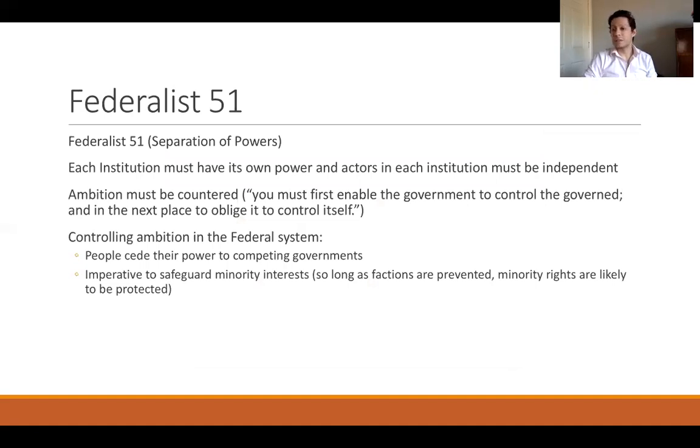Federalist 51, however, looks solely at the institutions at the national level. Again, there was great concern about amassing too much power at the national level. And what Federalist 51 argued was that if you divide the national government into three separate and competing branches that can check each other, that ambition would be quelled because there was always some other entity at the national level that could check the power and ambition of other office holders. People would be ceding, consequently, some amount of power to competing government entities. And because of that, there would be a safeguard to minority interests because no one office holder would dominate the national powers.